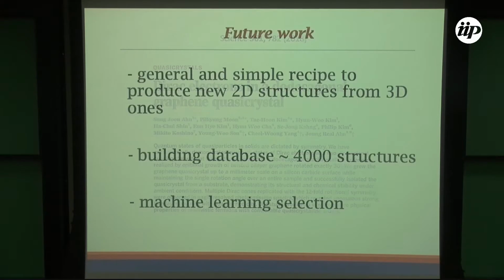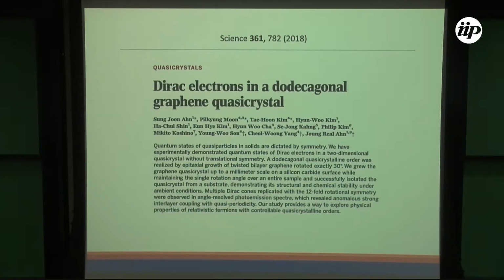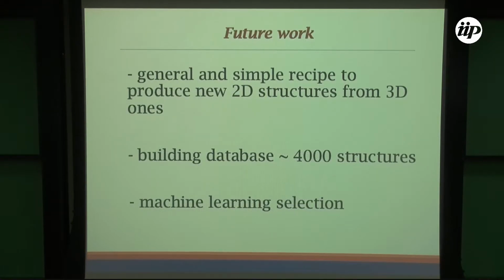Six months after these papers, others also showed that if you twist the graphene, you can also produce quasi-crystal. Okay, so the general idea is we have a database of 5,000 structures now. So you cannot go in the lab for all this huge number. So use machine learning selection to choose the best candidate and go.